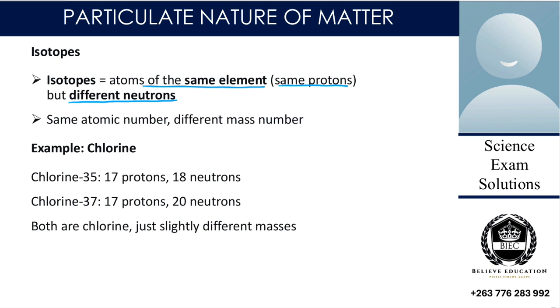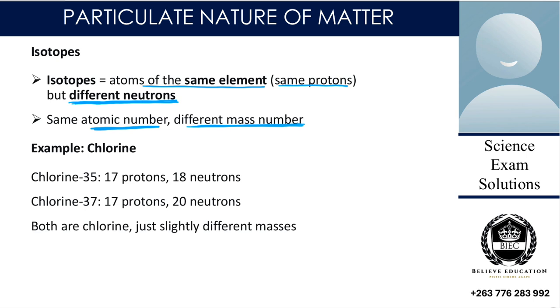So when we say isotopes, these are atoms of the same element. Let's say for example chlorine, chlorine, chlorine. But they have the same protons, which is the same number of electrons, but what differs is they have a different number of neutrons altogether. Since they have the same atomic number, they are the same element, but the different mass number comes because they have a different number of neutrons.